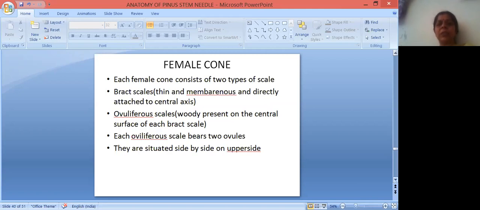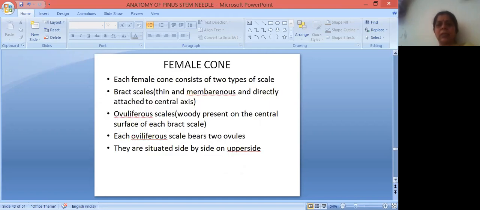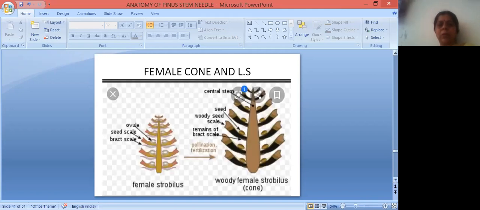They are situated, look at this, side by side on the upper side. Now this is the female cone, the female strobilus, shown clearly in the picture with the ovule, seed, bract scale, central axis and woody ovuliferous scale. This is the bract scale, and these are the ovules.